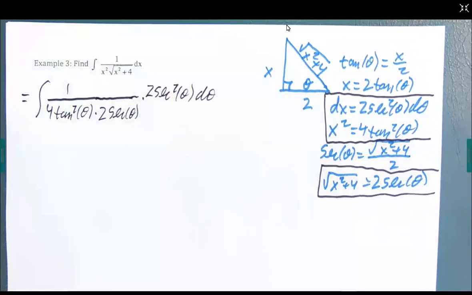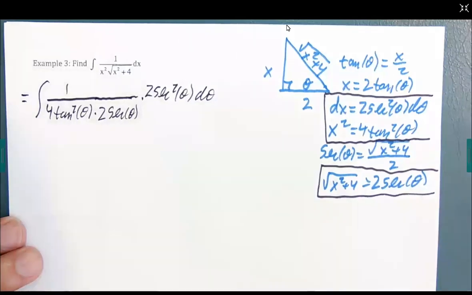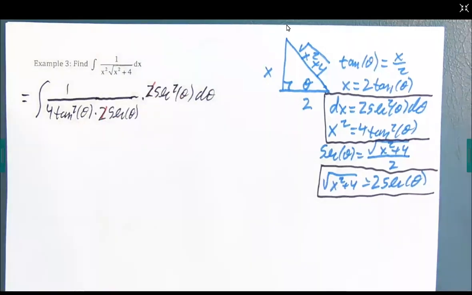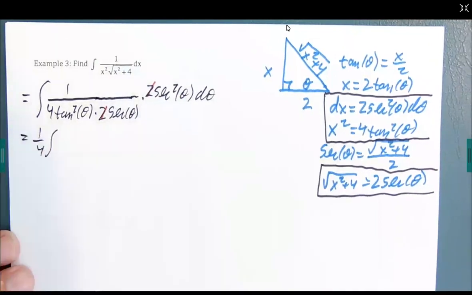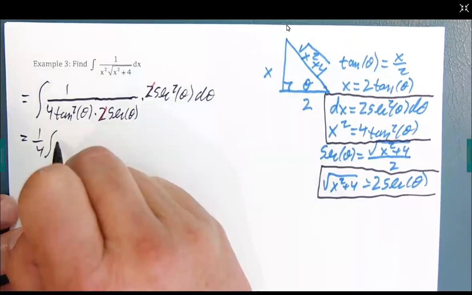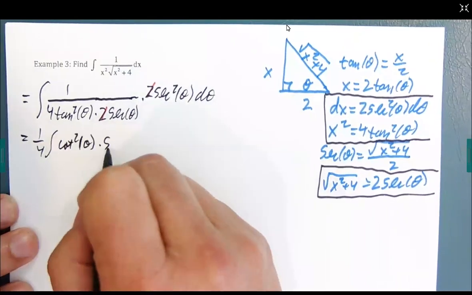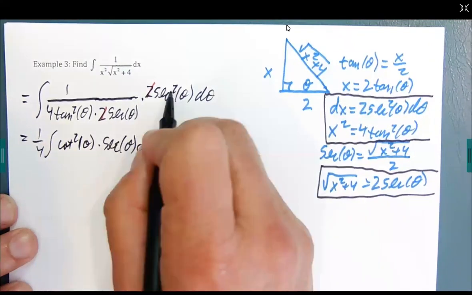And what's going to make this a lot easier to deal with is, first of all, do you see the 2's are going to reduce here? The 2 and the 2, and I'm going to be left with a 4th, which I'm going to pull to the outside of the integral. And one of the secants also reduces out. That, when I bring that up, becomes cotangent squared. And times secant theta, d theta. One of them again reduces.